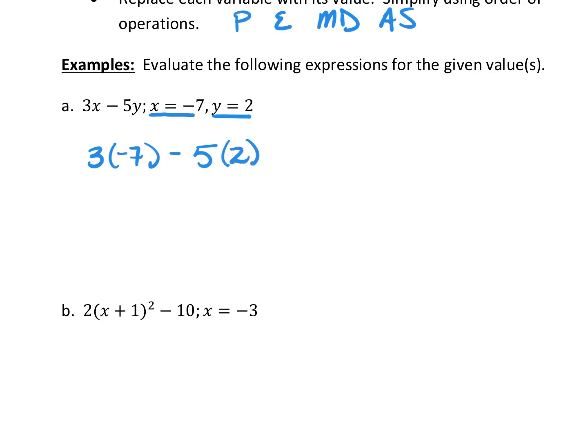And then we want to simplify following order of operations. Here, the first thing that we want to do is multiply. If we multiply 3 times -7, we get -21. And if we subtract 5 times 2 is 10, and so we get -21 minus 10. We want to simplify it as far down as possible, and we can combine these. And so here we do have same signs, so we are going to add and keep the sign, and we get -31. All right, let's try a couple more.